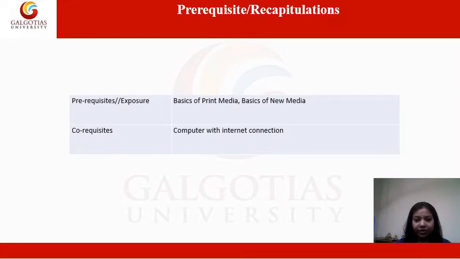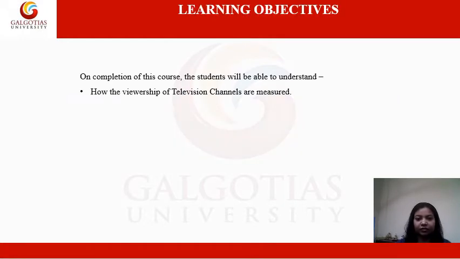Prerequisite of this course is Basics of Print Media and Basics of New Media. Core requisite of this course is a Computer with Internet Connection. Learning objectives: on completion of this course, the students will be able to understand how the viewership of television channels are measured.